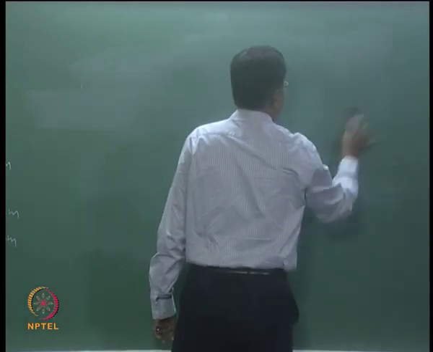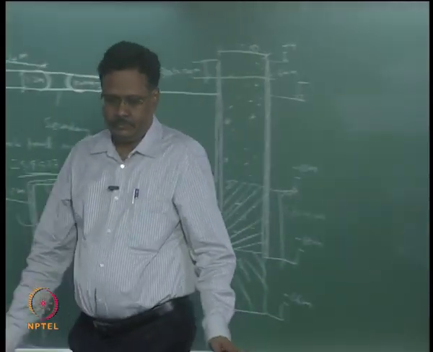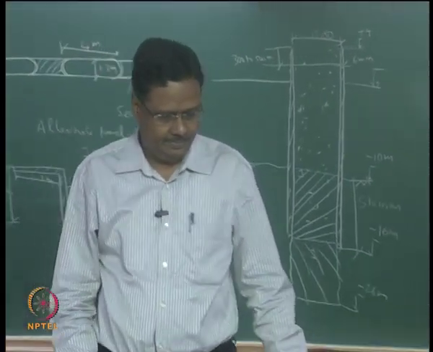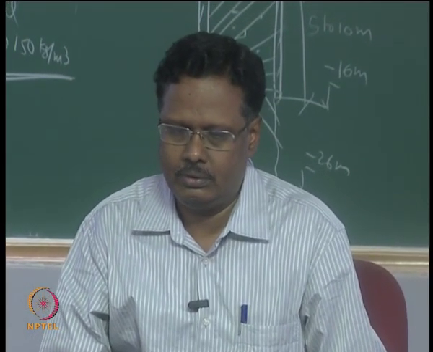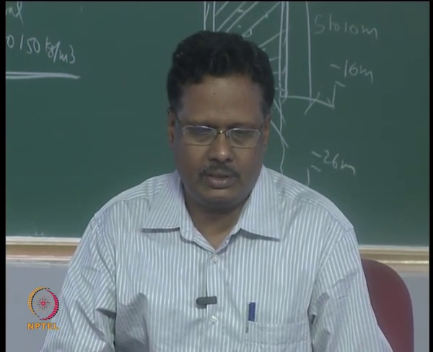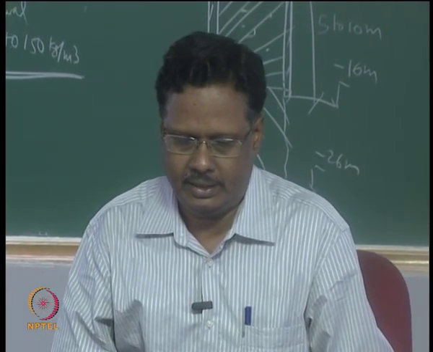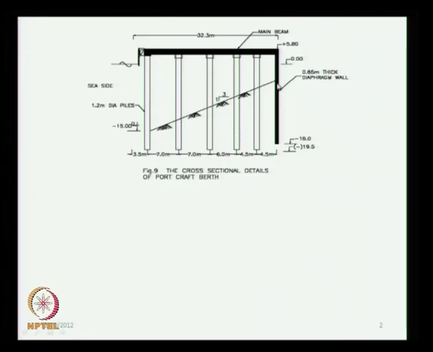There are various types of cross section for a berthing structure. If you use a diaphragm wall, we do not have to do the rock toe embankment, otherwise we have to. Suppose this type of structure you are using, you can dredge it here and leave the slope like this, there is no synchronization required.